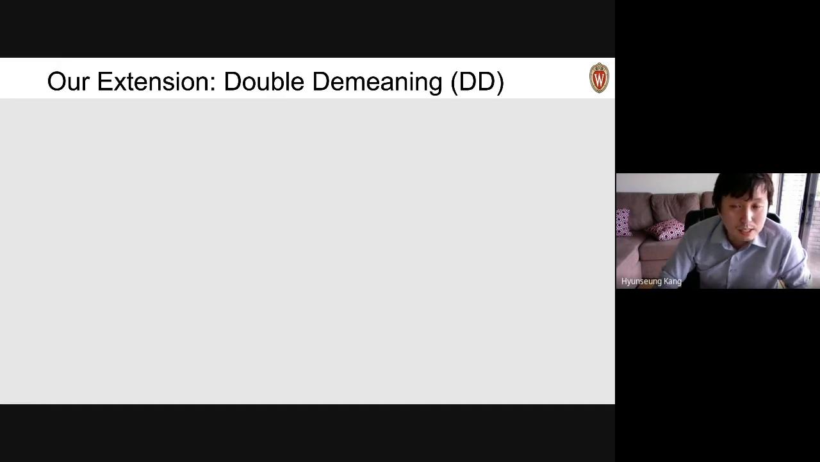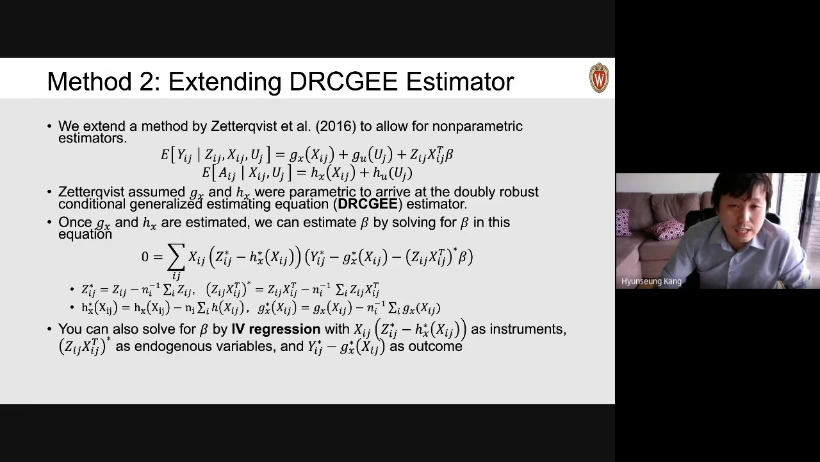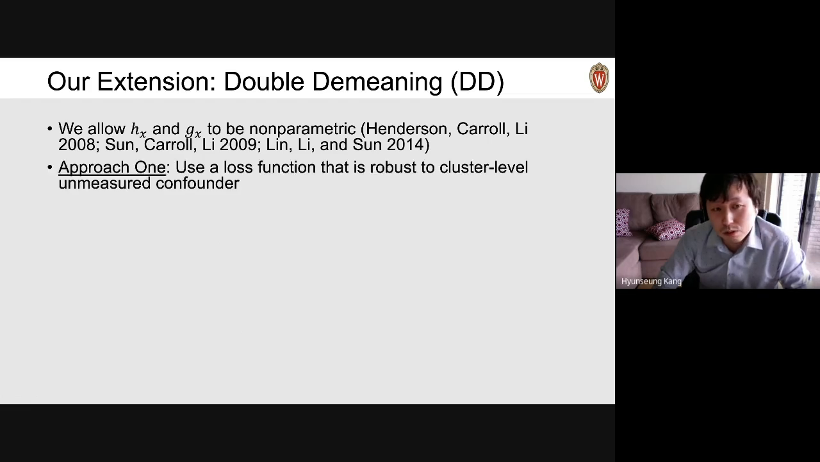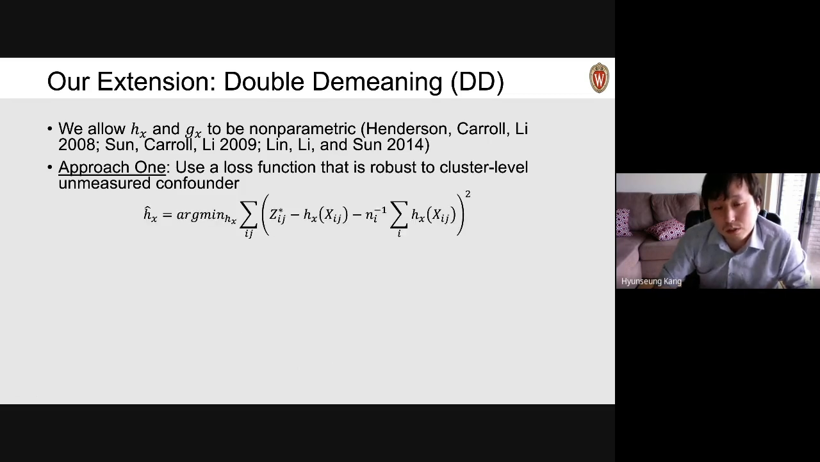Now, our extension to this is essentially to allow Gx and Hx to be non-parametric, and there are two ways to do this. One is useful for people who know how to tweak machine learning methods, and the other is more useful for applied people who don't know the ins and outs of the machine learning method. The first one is to use a new loss function that is robust to cluster level unmeasured confounders. One of the new loss functions that we propose is this particular loss function.